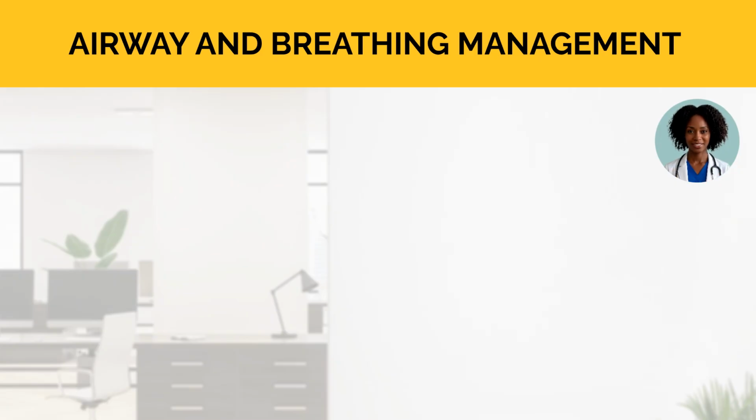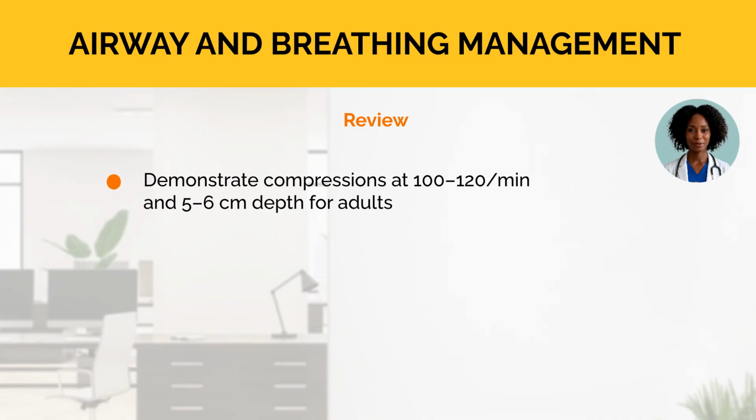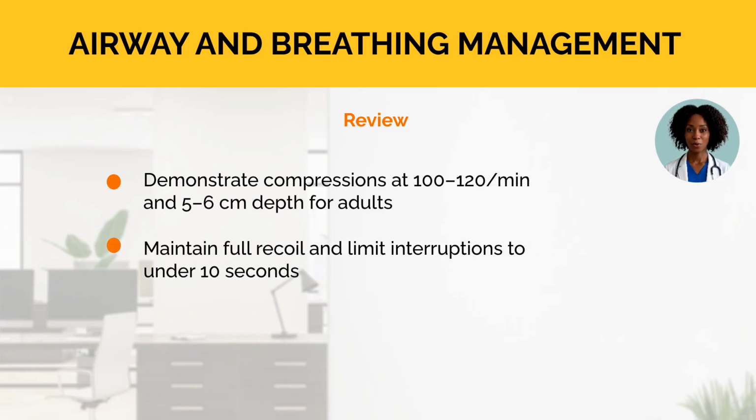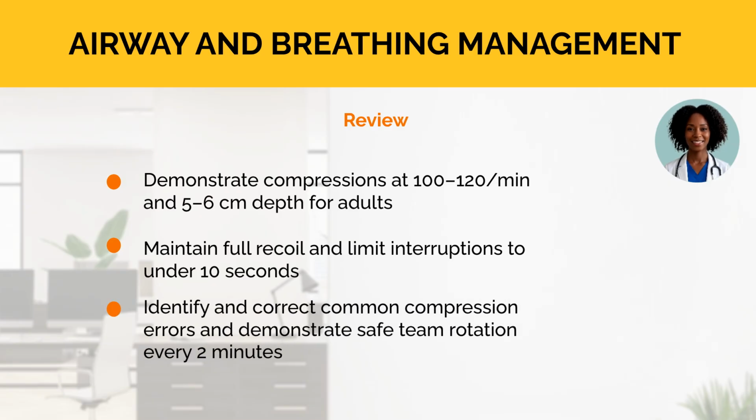But before we proceed, let's quickly review our previous lesson. In our previous lesson, we demonstrated the compressions at 100 to 120 per minute and 5 to 6 centimeters depth for adults. We also taught about how to maintain full recoil and limit interruptions to under 10 seconds. And finally, we identified and corrected common compression errors and demonstrated safe team rotation for every 2 minutes.